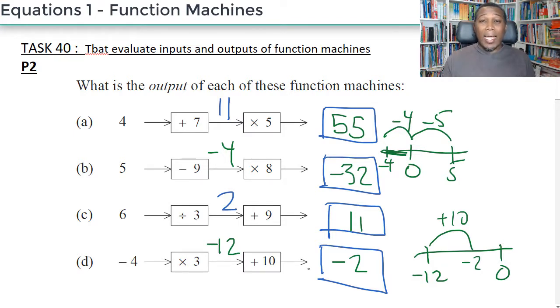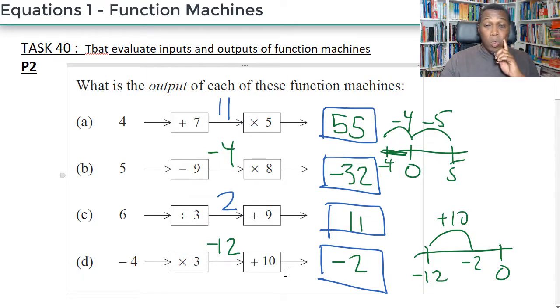How can I check? How can I check these? Because you should have been confident that you had these right before I did them. And the way to do that is to work backwards. That's how we do it. That's how we're going to find inputs. And let's just see. If I had -2, if I added 10 to -2, what would I get?